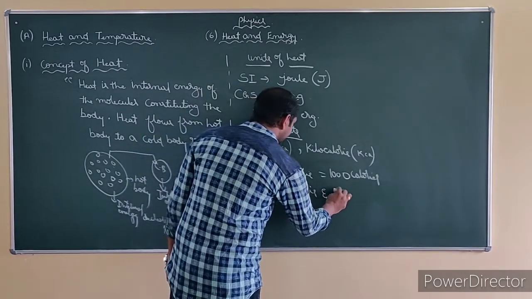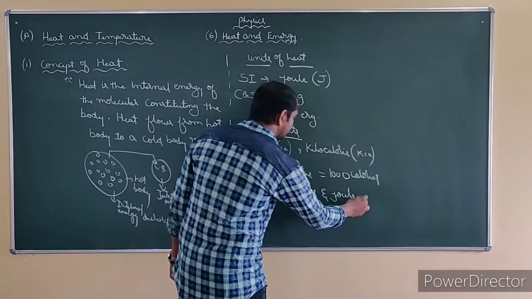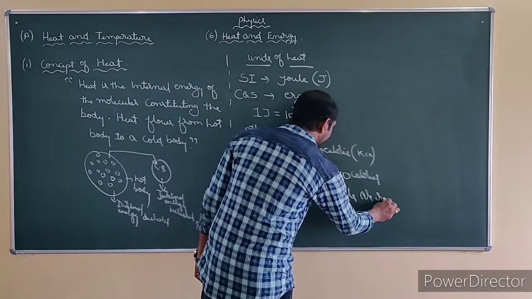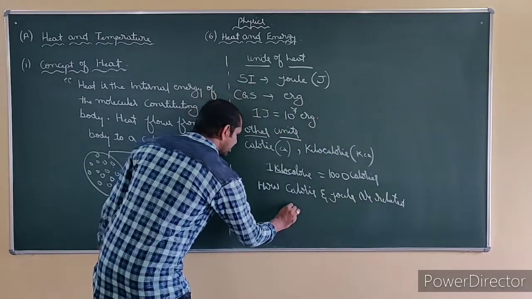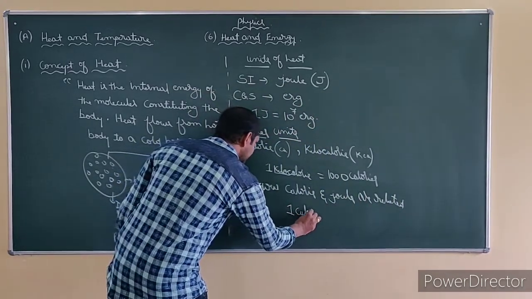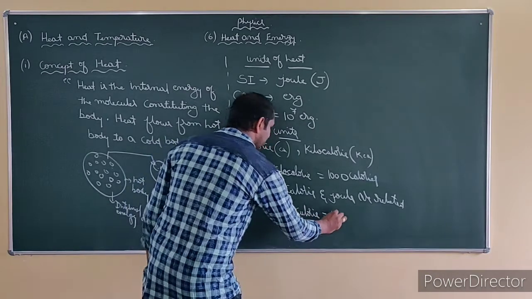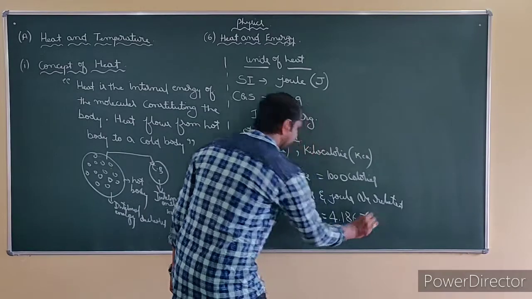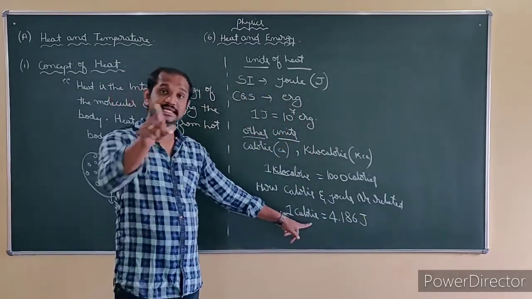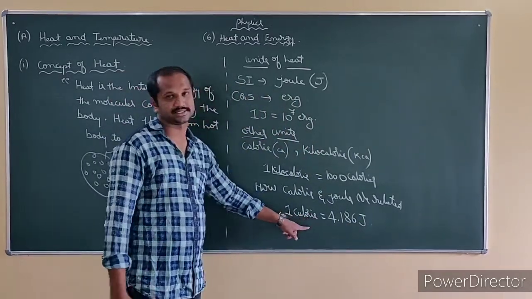Sometimes they ask how calorie and joule are related. Calorie and joule are related like this: 1 calorie is equal to 4.186 joules. Very important. Even in your 10th standard they are going to ask this.